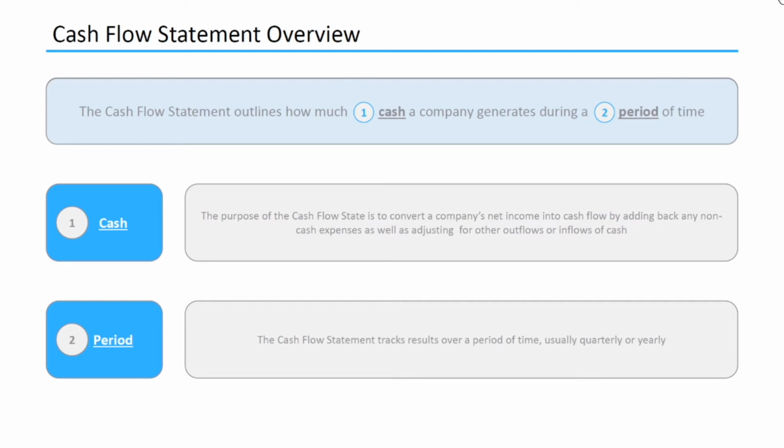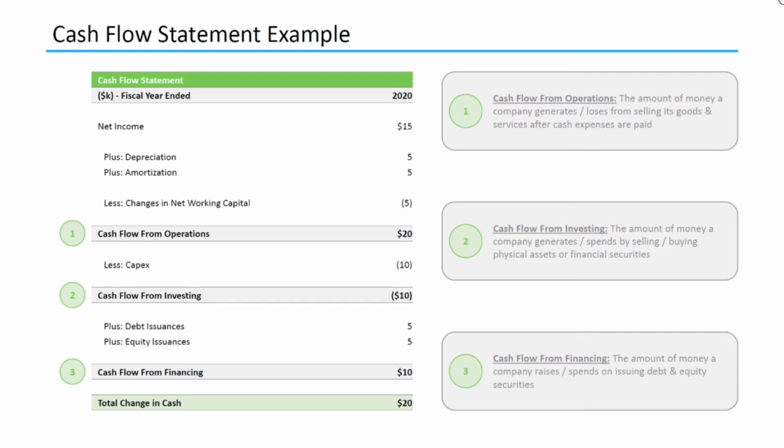Now the second keyword, period. Just like the income statement, the cash flow statement tracks results over a period of time. This is usually a year or a quarter. Now let's take a look at an example cash flow statement.